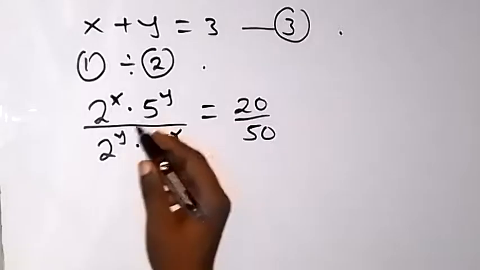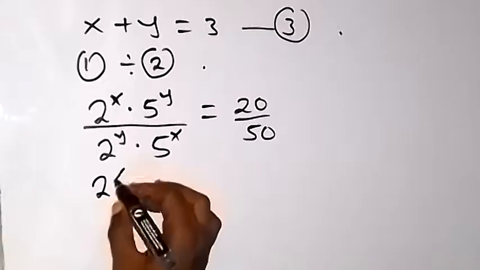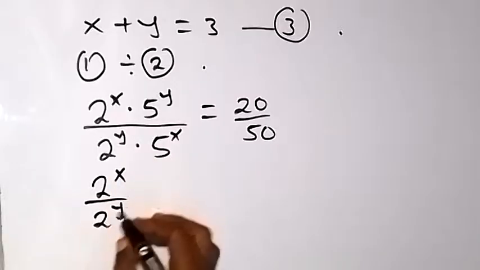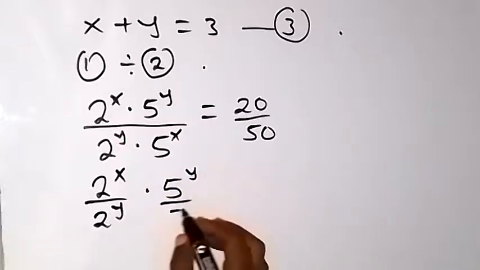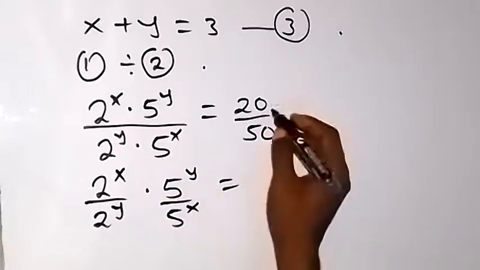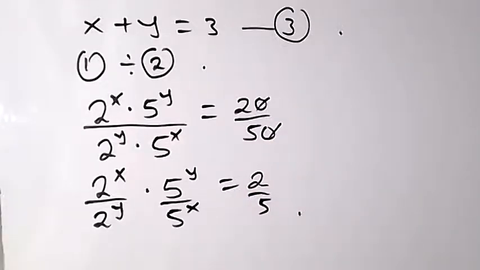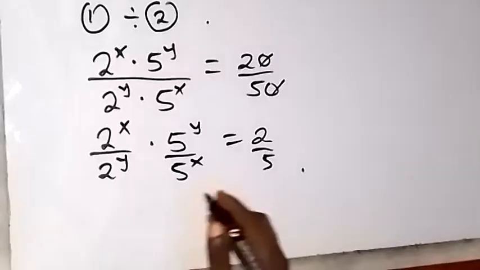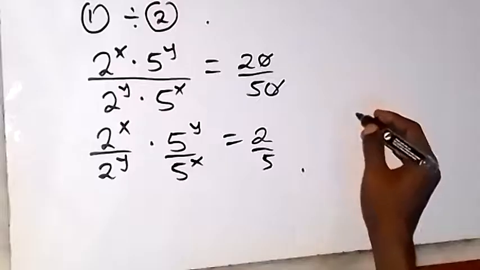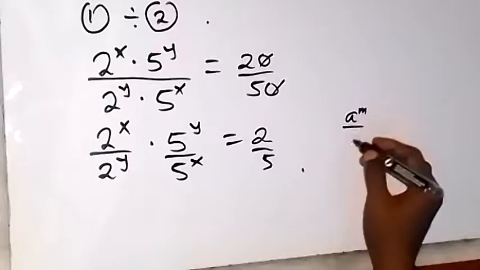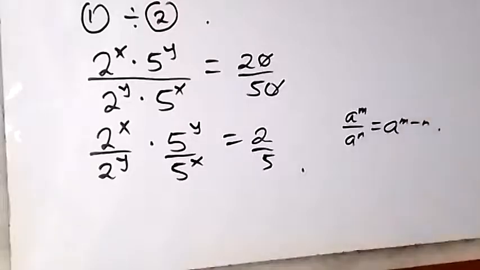And we can separate this as well, and we write 2 raised to power x divided by 2 raised to power y, then times 5 raised to power y divided by 5 raised to power x equals to, we can reduce this to 2 over 5. And from there, applying the law of indices again. When we have same base, a raised to power m divided by a raised to power n, this will give us a raised to power m minus n.